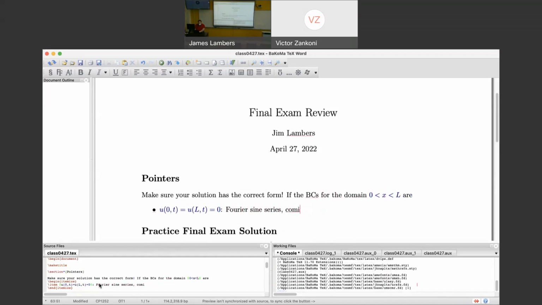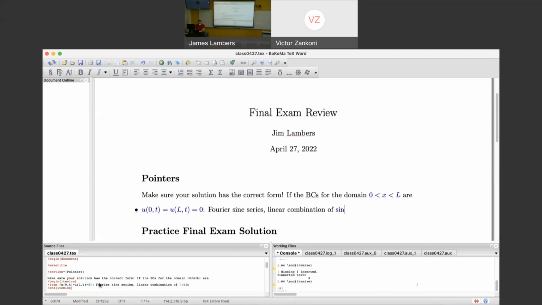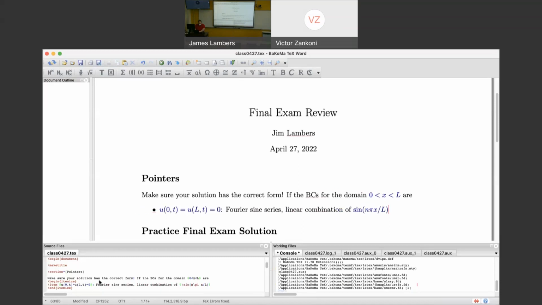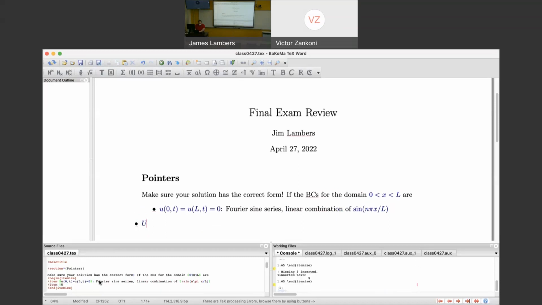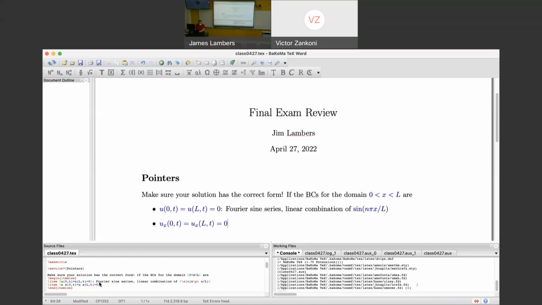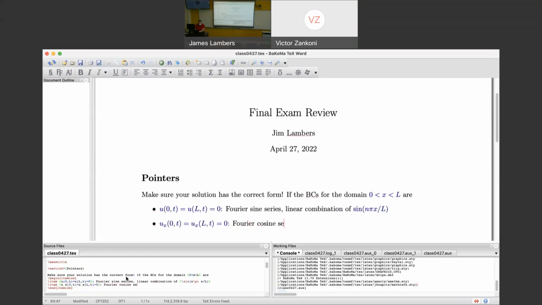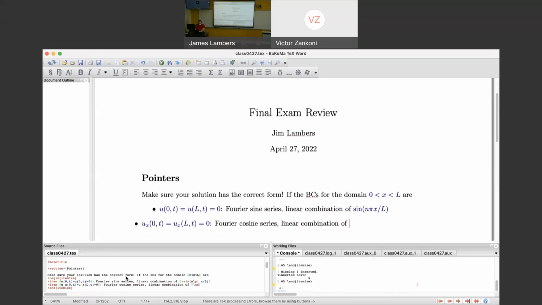a linear combination of sine n pi x over L. On the other hand, if du/dx is equal to 0 on the boundary, so a Neumann or type 3 boundary condition, it has a Fourier cosine series. That would be a linear combination of cosine n pi x over L.